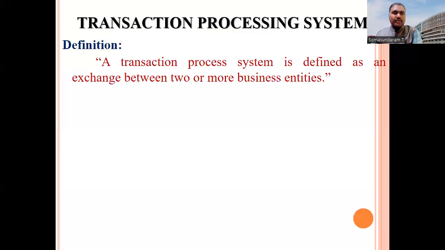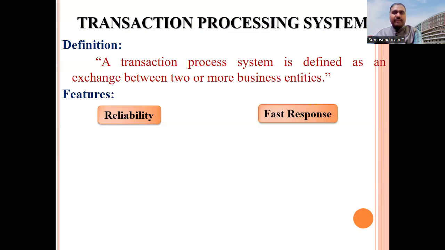Then, what do we mean by TPS in general terms? The definition says that it's a processing system which takes place between two or more business entities. If you see the features of TPS, it's very reliable because the data you access is not manually generated. It's system generated based on the transactions that happen. So it's very reliable and has a fast response. It can give a very quick response.